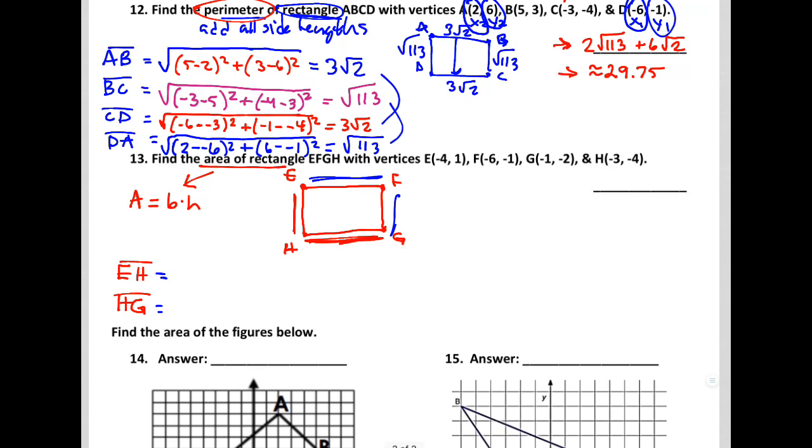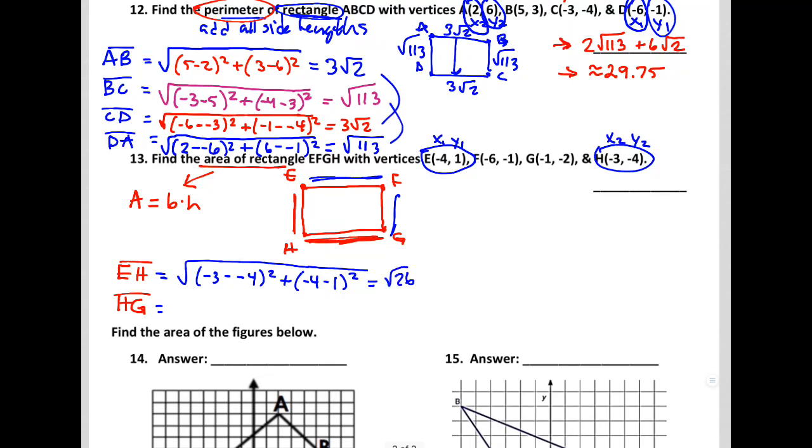So EH, if I just use E and H, label that as my x1, y1, x2, y2, I'll have the square root of x2, which is -3, minus my x1, which is minus a -4, plus my y's, so -4 minus 1 squared. Alright, that'll give me square root of 26, and then HG.